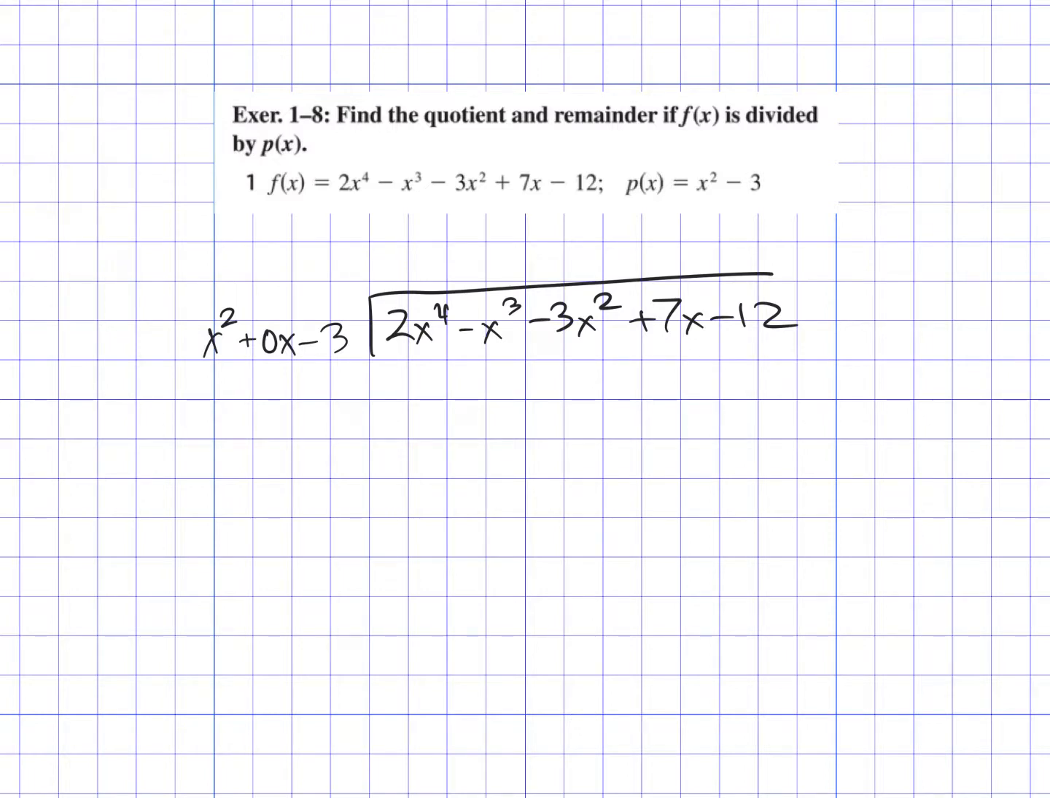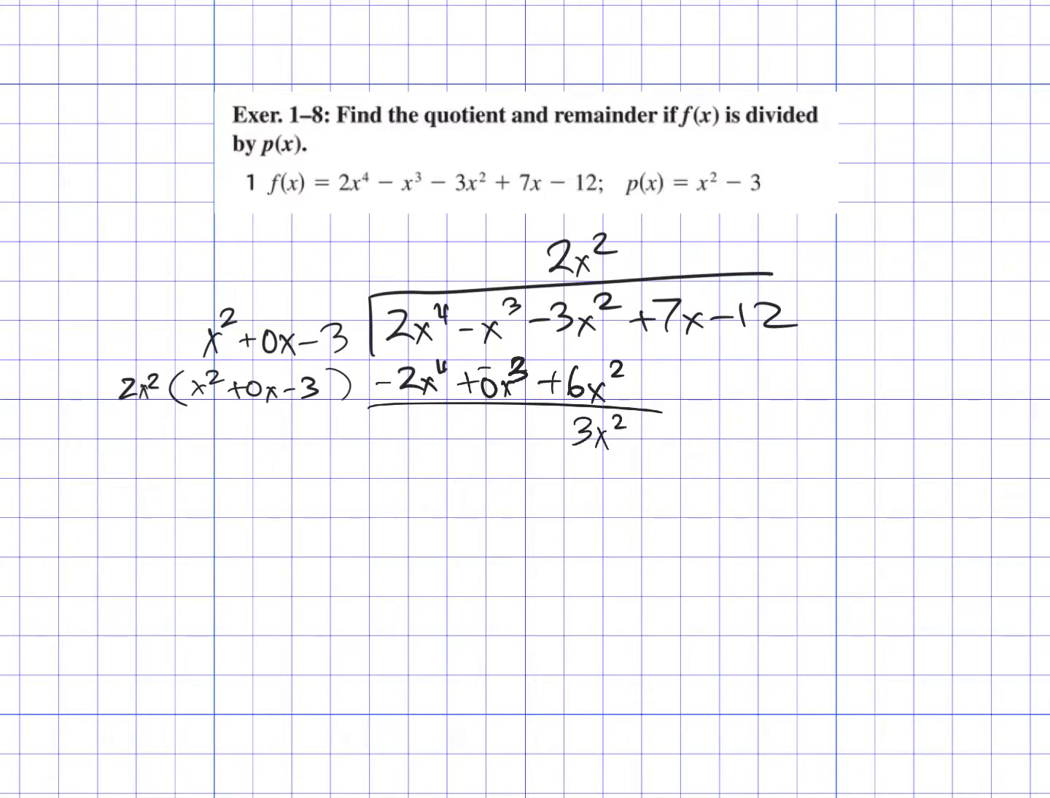So now what times x squared gives me x to the fourth? That would be x squared, and you need a 2, so 2x squared. So what are you doing? You're taking 2x squared times x squared plus 0x minus 3. And you get 2x to the fourth, and 2x squared times 0x is 0x cubed, sorry. And 2x squared times negative 3 is negative 6x squared. So we subtract, which changes all our signs. That gives us 3x squared there, and a negative 1 plus 0 is still a negative 1, x cubed.